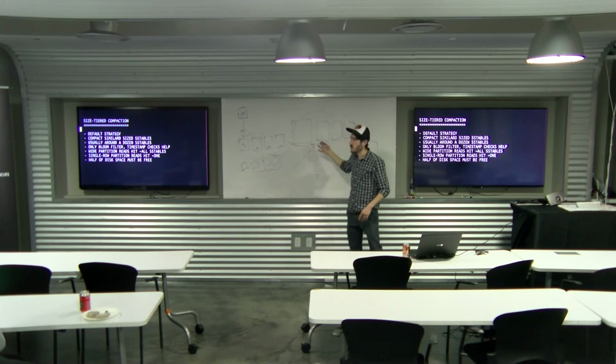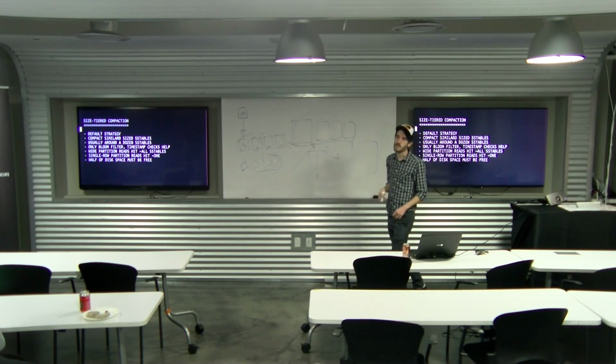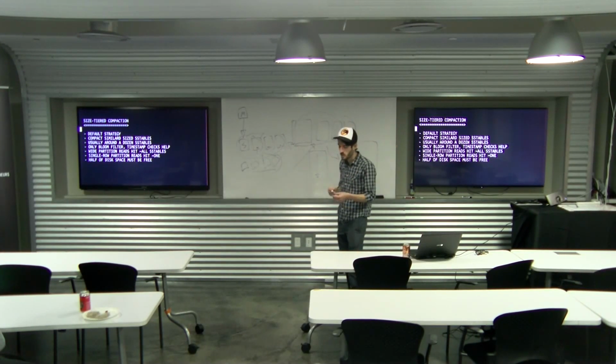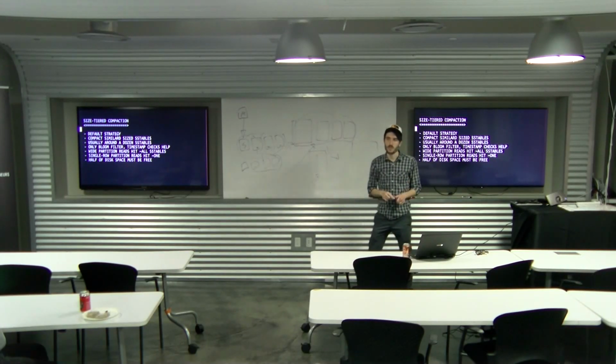So temporarily, we're going to have twice as much data on disk. And that's why you have to keep half of your disk space free with size-tiered compaction strategy. So that's one downside to using really large data sets with size-tiered as well.